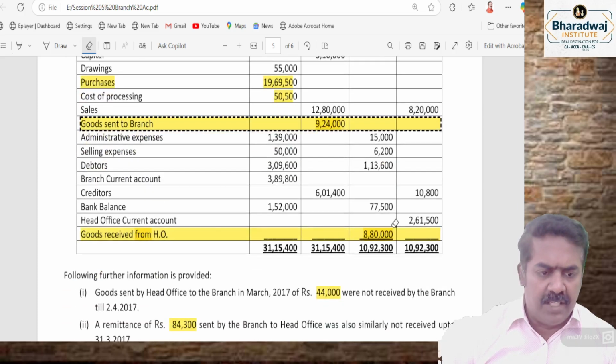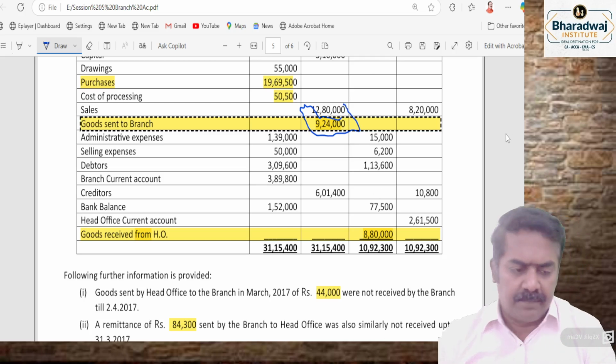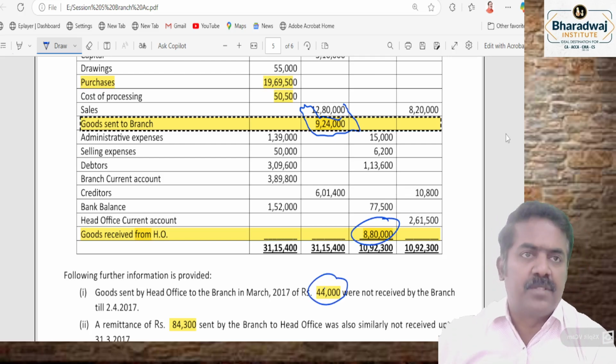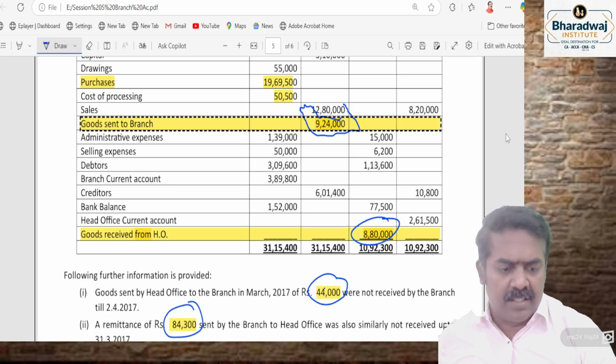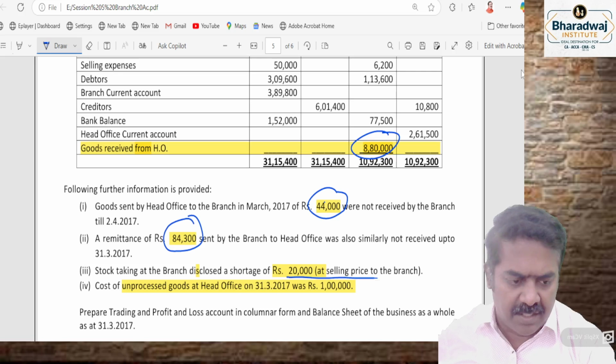Then goods received from head office. There's a difference. Sent how much is there? 9,24,000. In that, what is received? 8,80,000. Why? There are goods in transit of how much? 44,000. This 84,300 is cash in transit. Cash in transit. Closing stock, there is a shortage at selling price at the branch.